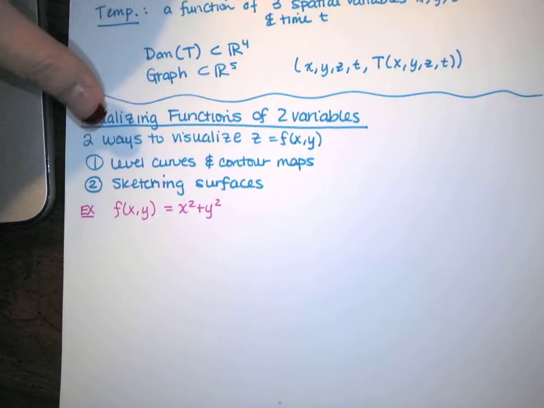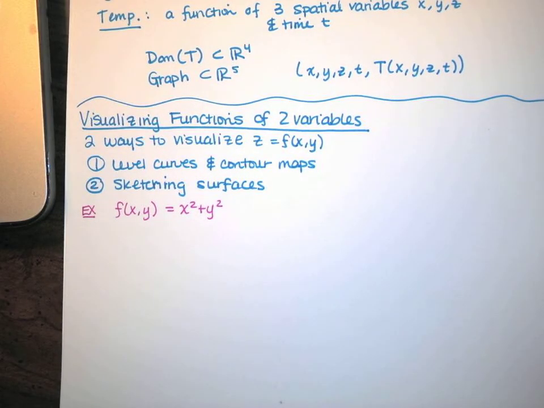In this video, we're going to discuss visualizing functions of two variables. In particular, we're going to talk about two ways to visualize functions of two variables, f of x, y equals z. We're going to use level curves and contour maps, and we're also going to sketch the surfaces themselves.